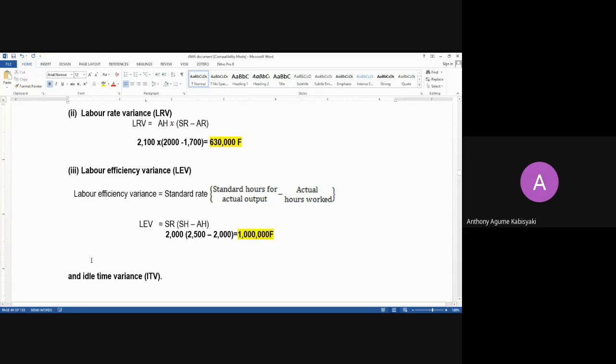And for idle time, you need to get the standard idle time minus actual idle time times the standard rate. Okay, so here I will get the idle time, which is 100 hours. I multiply by the standard rate. Because here the formula is idle time times standard rate.